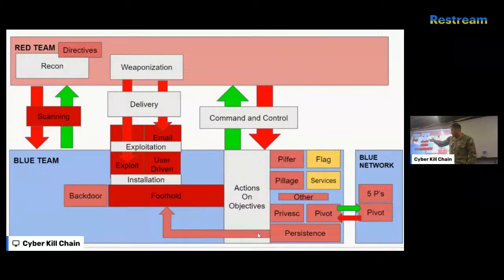And then delivery shows you different kinds of ways that we can get in. Delivery and exploitation are obviously very closely tied together. We can do that through email. It can be user driven. It can be an exploit. It could be a USB drive. It could be a macro. It could be some PDF file that has malicious code in it.